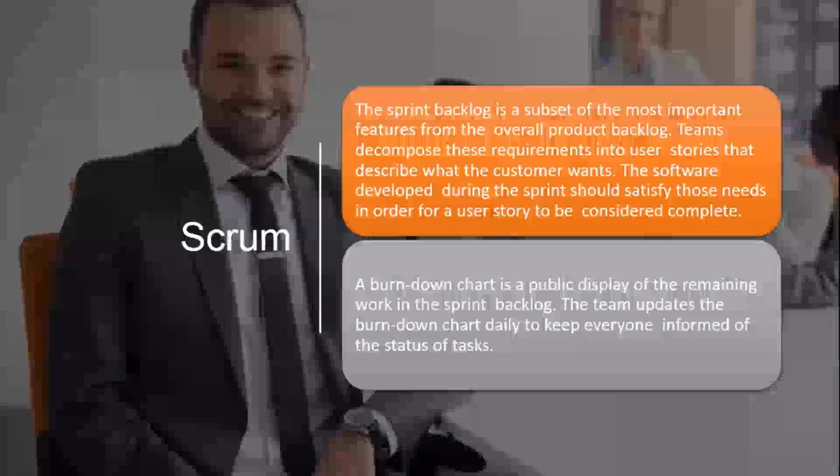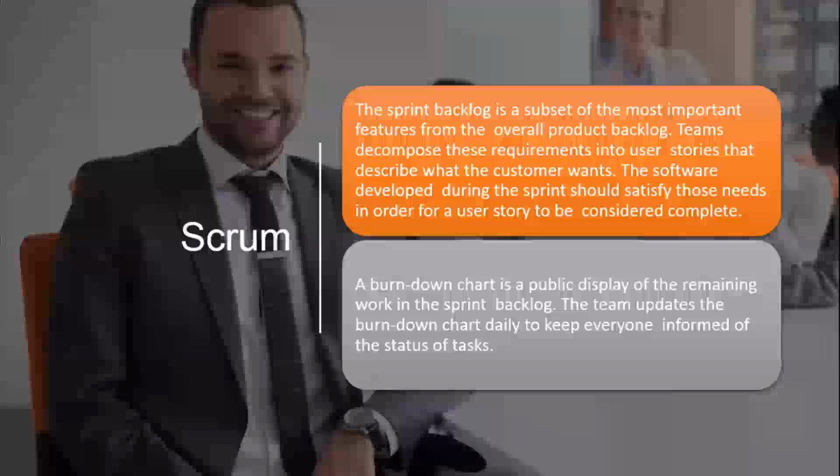Moving on, the sprint backlog is a subset of the most important features from the overall product backlog. Teams decompose these requirements into user stories that describe what the customer wants. The software developed during the sprint should satisfy those needs in order for a user story to be considered complete. A burn down chart is a public display of the remaining work in the sprint backlog. The team updates the burn down chart daily to keep everyone informed of the status of tasks.